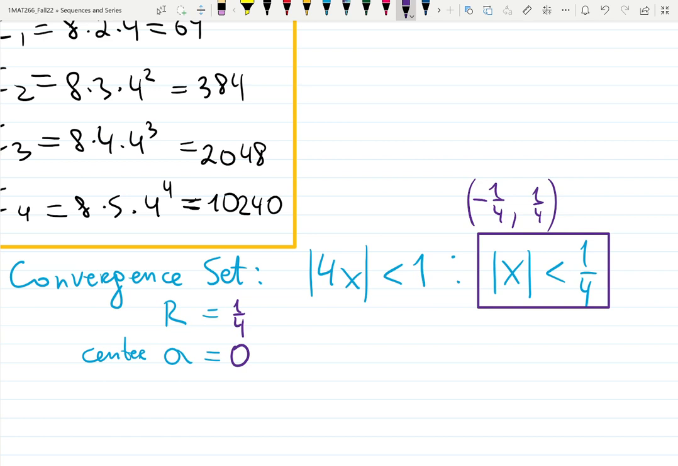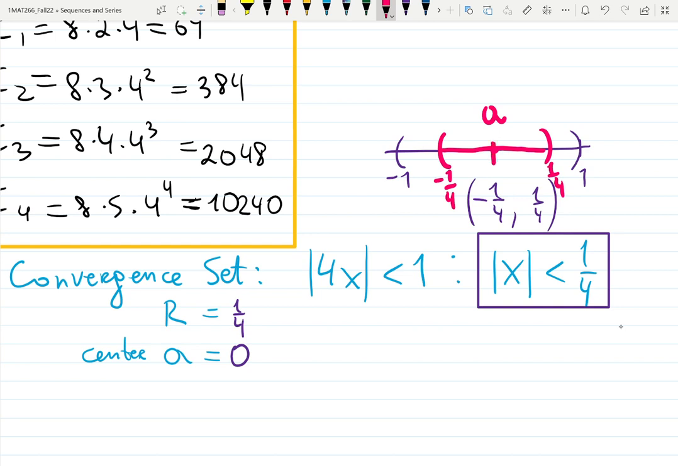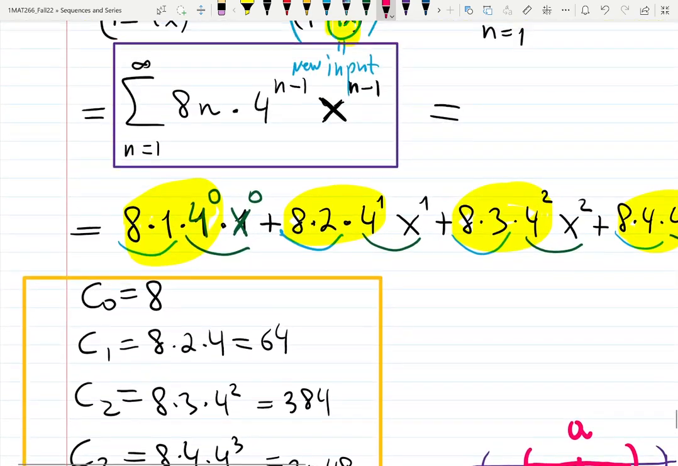Whatever used to be, I can actually give you a diagram. It used to be from -1 to 1. For this specific case, we shrink the safety set, the convergence set, where nothing blows up. Now it's from -1/4 to 1/4. That's what happened here. So now the new safe interval of convergence is smaller. I wanted to make sure we understand this.